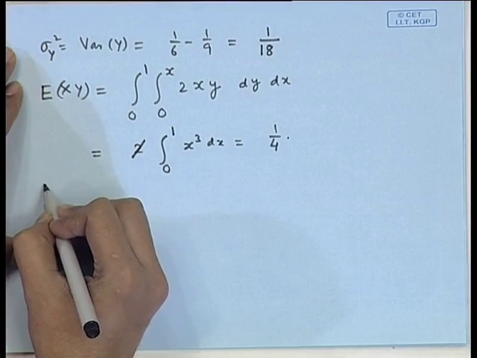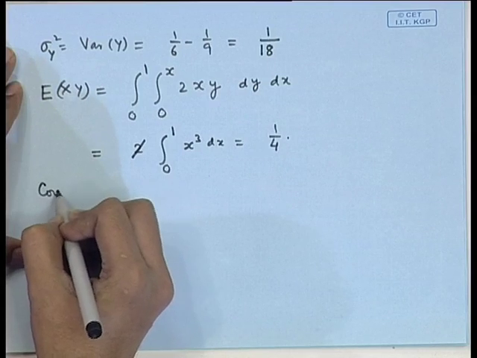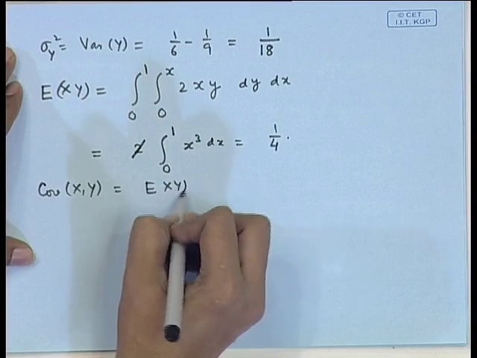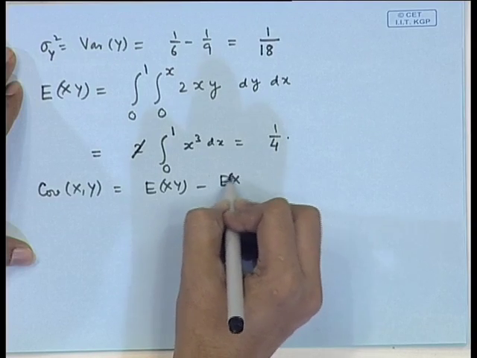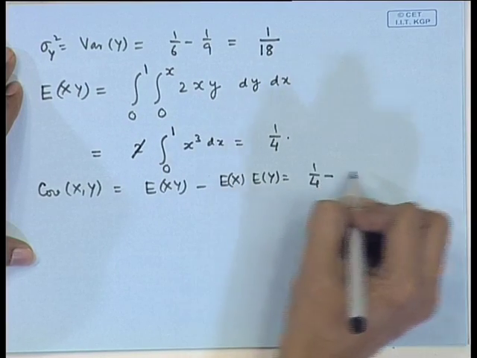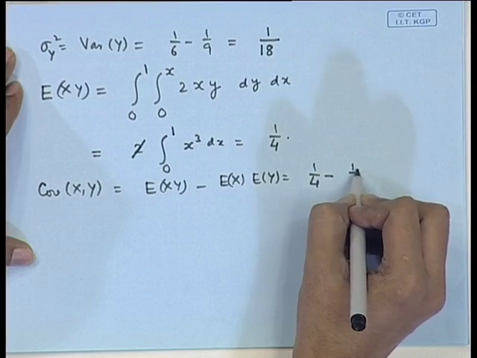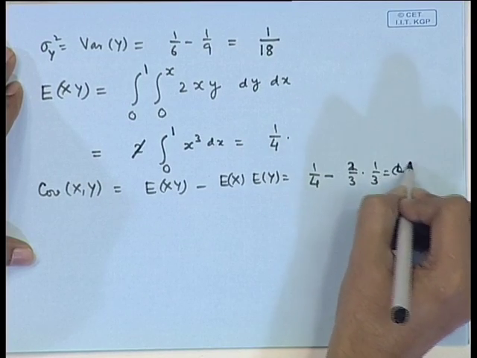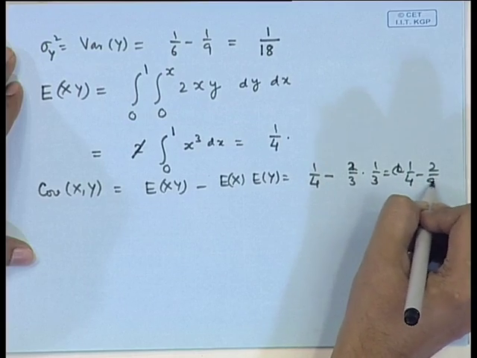So, covariance term between x and y is equal to expectation of x y minus expectation of x into expectation of y, that is equal to 1 by 4 minus 2 by 3 into 1 by 3, that is equal to 1 by 4 minus 2 by 9.